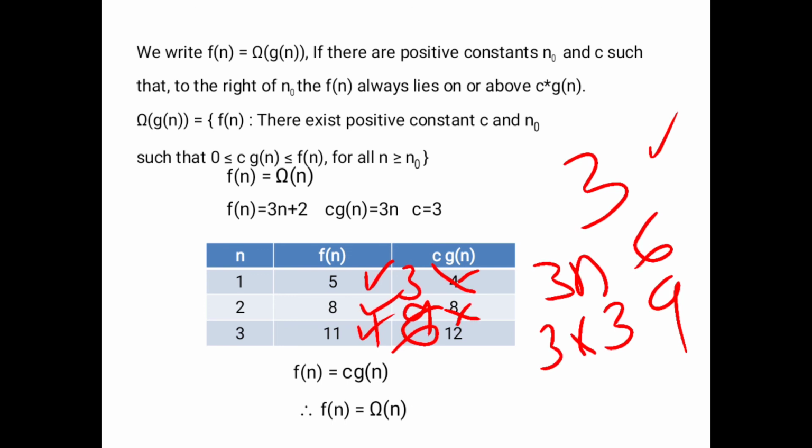Just comparing these values, c g of n is less than f of n. So that is correct. First, the value 3 is less than 5, then 6 is less than 8, then 9 is less than 11. So the condition is satisfied. So we can write the function f of n equals big omega of n. The condition is satisfied.